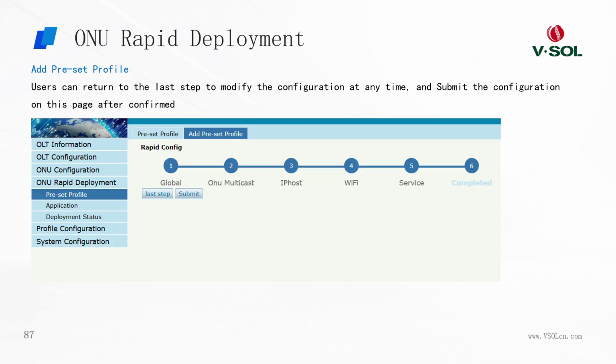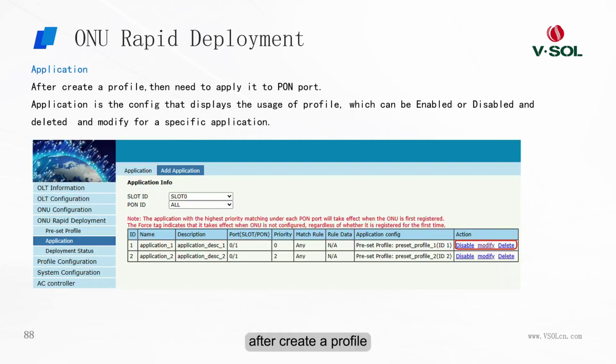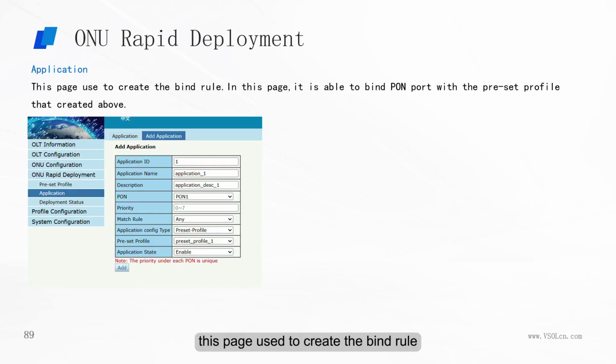After creating a profile, you need to apply it to the PON port. Application is the config that applies the profile to the PON port. In this page, it is able to view which preset profiles have been applied to PON. This page is used to create the bind rule. In this page, it is able to bind the PON port with the preset profile created above.